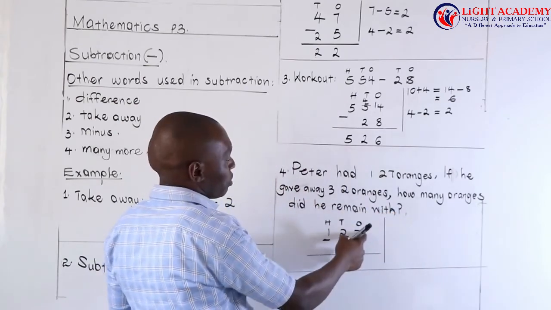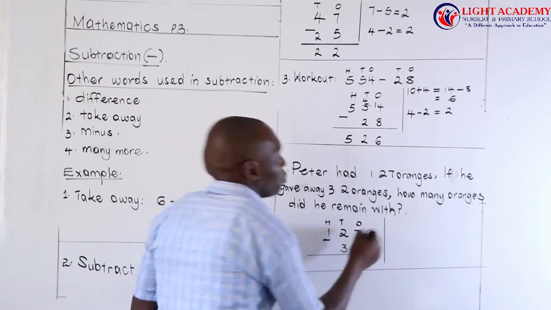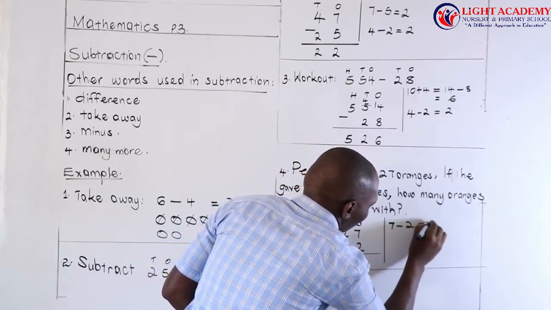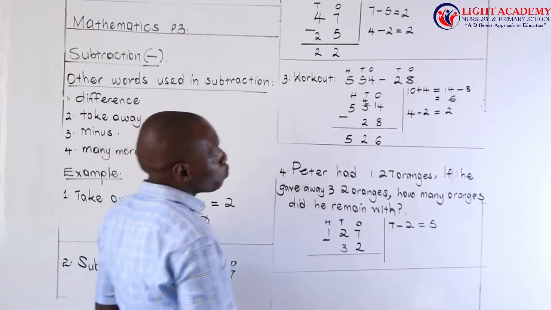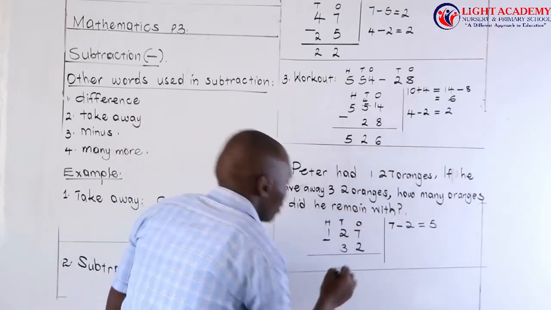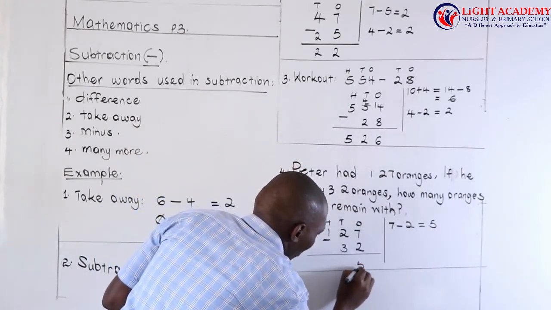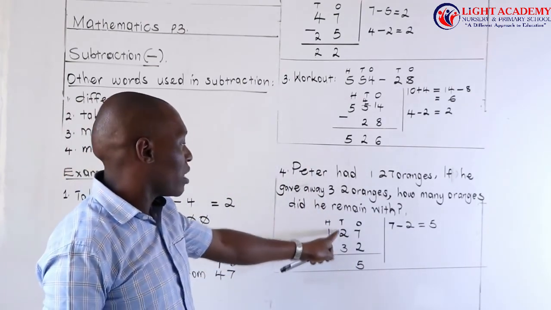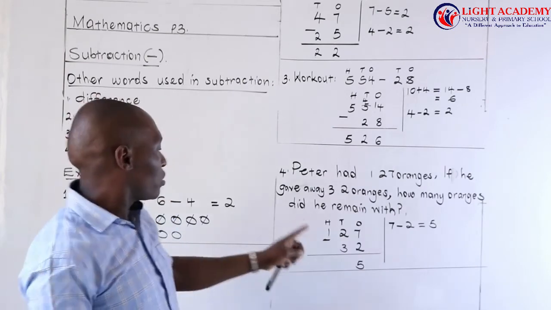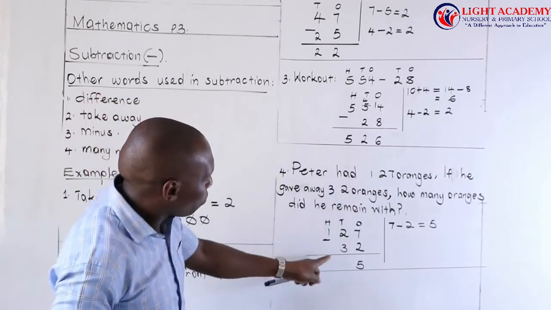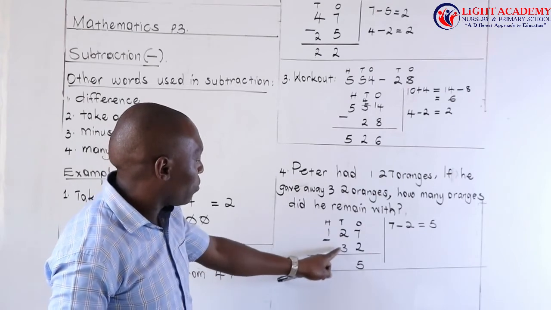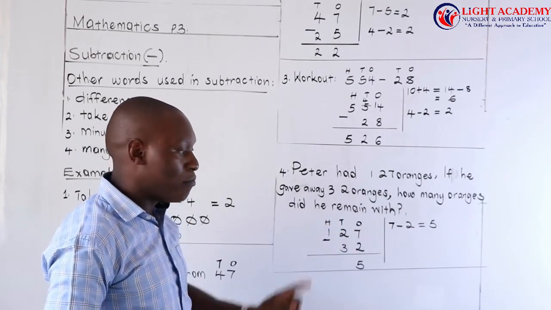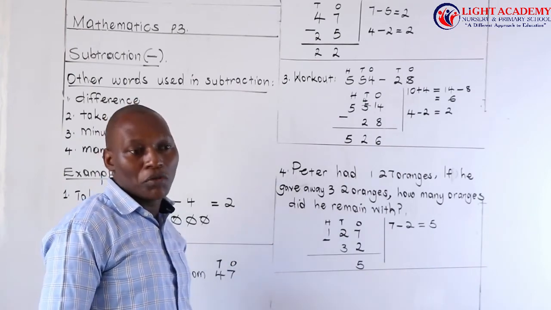I will start from 7, taking away 2. 7 taking away 2, the answer I get is a 5. So I will be able to put the 5 under the 1's place value. So I will have this one as the answer as 5. Then you go to the next place value, which is the 10's place value. In the 10's place value, we are having 2 take away 3. The number up is smaller than the number down, making that subtraction impossible.